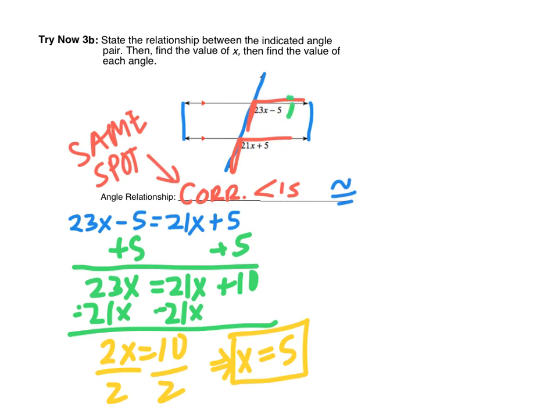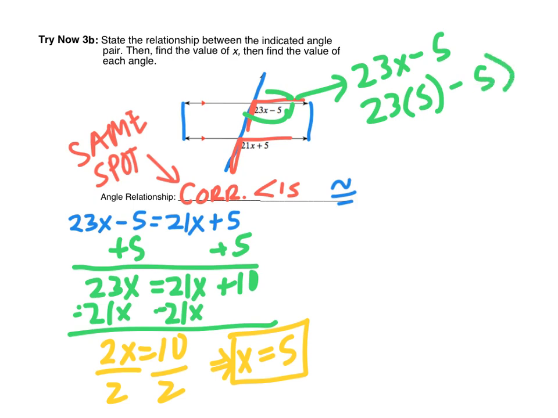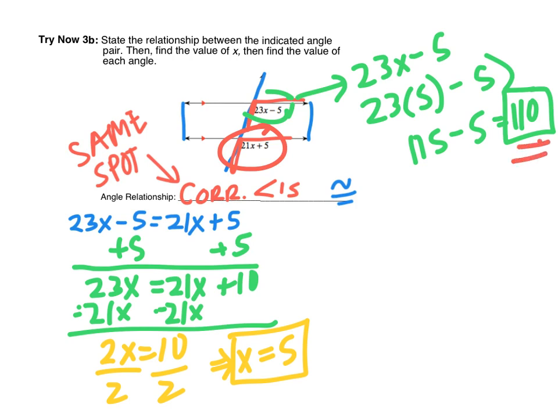So my first one was 23x minus 5. We're going to do 23 times 5 minus 5. If I do 23 times 5, I get 115, so we have 115 minus 5, which equals 110. That's my first angle measure. Now my second angle measure, this guy here, it should also be 110. If it's not, I did something wrong. If it is, we're good to go.